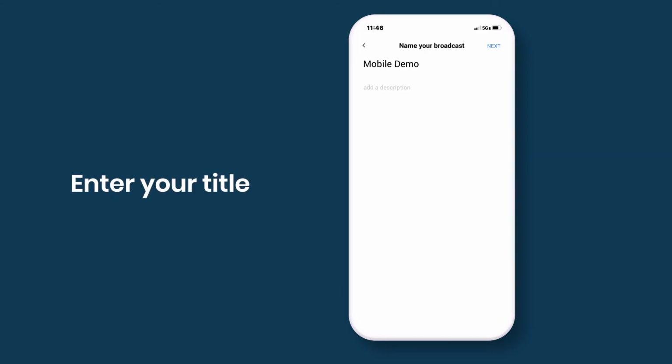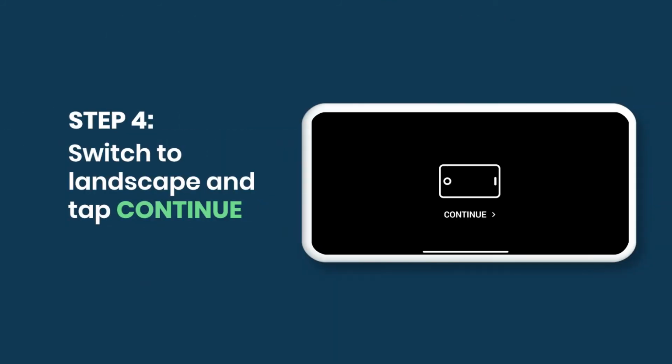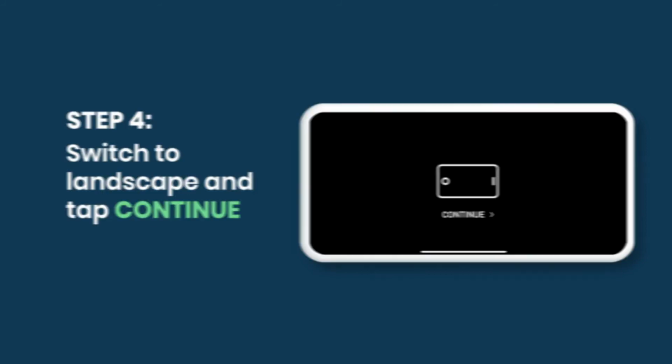Enter your video title and social post text. Step 3. Select your distribution. Pick the channels where you want to live stream your video. You can simulcast across multiple platforms and pages by clicking the Add button. Step 4. Turn your phone landscape, then tap Continue.